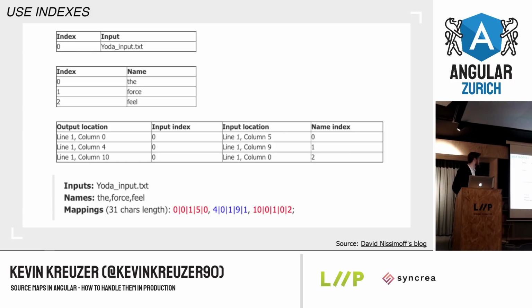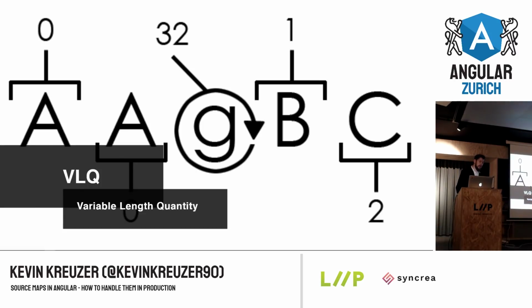But this is more or less how a source map works. And then source maps were quite huge, really huge. And then they introduced VLQ, which stands for variable length quantity. And this brings down the size of a source map. So source maps were 10 times smaller with this algorithm. And this is just a really space-saving way of storing these values.